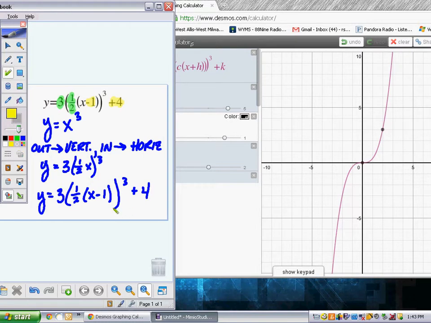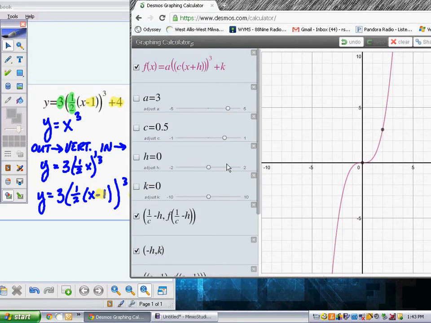Now, once again, the -1 is happening inside, so that is going to be a horizontal translation or shift, and the +4 is happening outside the part that's cubed, so that is going to be a vertical translation or shift. Let's handle the vertical part first. It's a little bit easier to understand. That is going to increase all of the y values by 4.